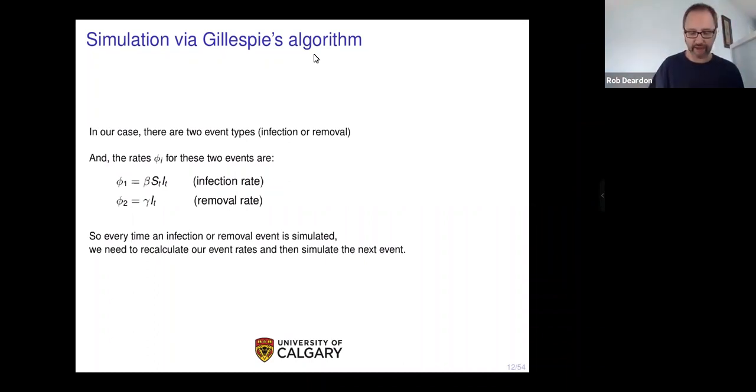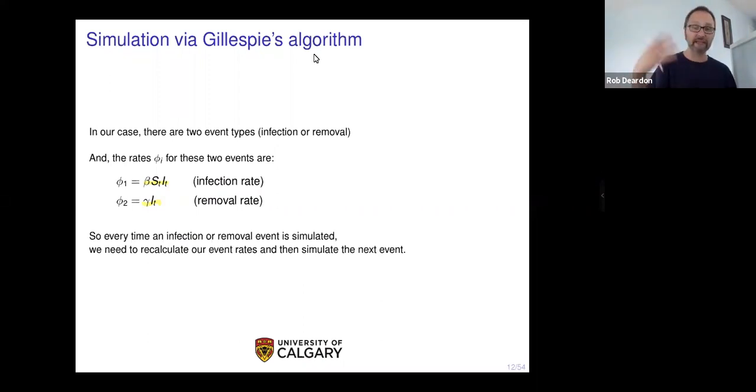The rates for my two events are given by our model from before. The infection rate is beta S times I. The removal rate is gamma times I. If I've just simulated a new infection, that will change S and I, so these two rates will change. If I've just simulated a removal, there'll be one fewer infectious individual, so these two rates will change again. So we simulate our event time, decide what the event is, update the event rates, and simulate the next event.